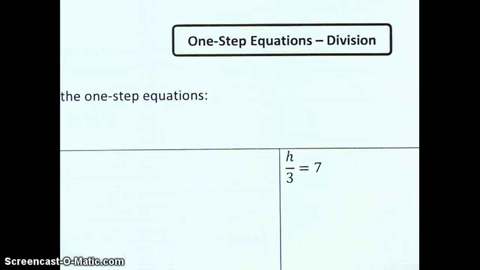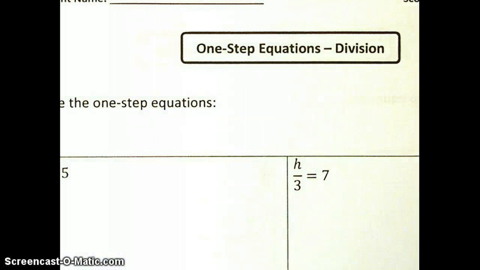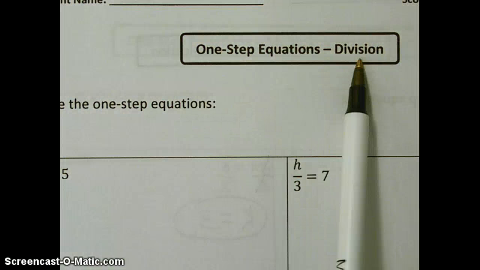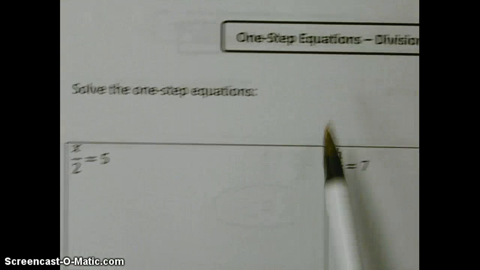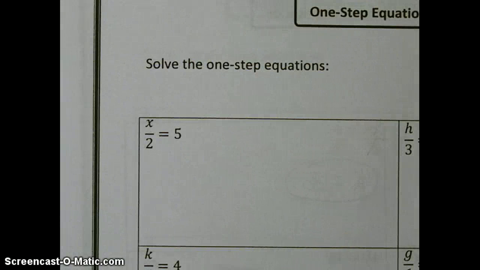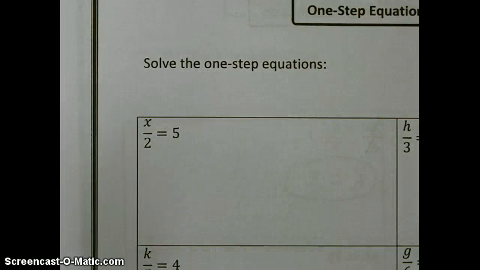And then we're going to flip over. We're going to try some of the division problems. So here's the division side. It says at the top, one-step equations, division. See that? Now look at the first one. I'll give you a second to find it. It's x over 2 equals 5.